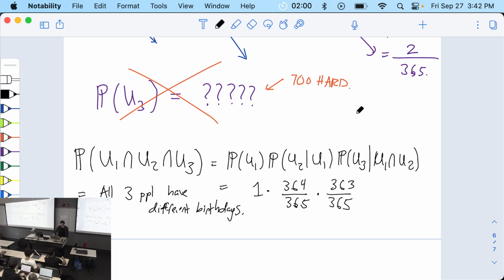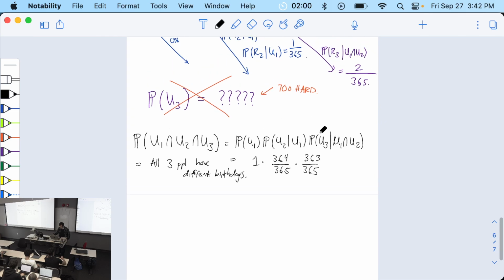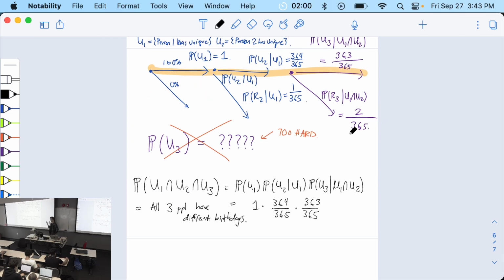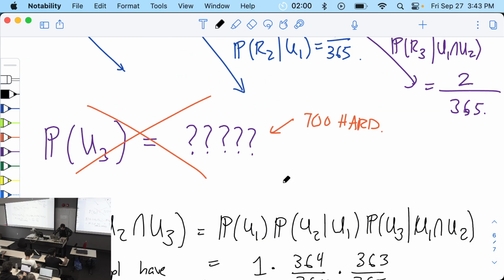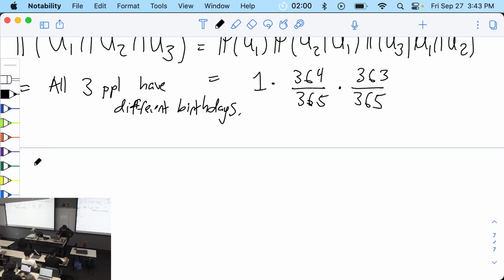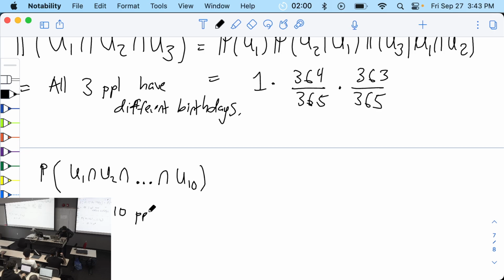Questions or comments about any of the setup, about the probability tree or the calculation? All right, the next thing we're going to do is do it for more people. So how about 10 people? What's the probability of 10 people? So we'll have U1 intersect U2 intersect, this is something mathematicians like to do, dot, dot, dot, intersect U10. This is: if 10 people walked into the room, what is the probability that all 10 people have different birthdays?